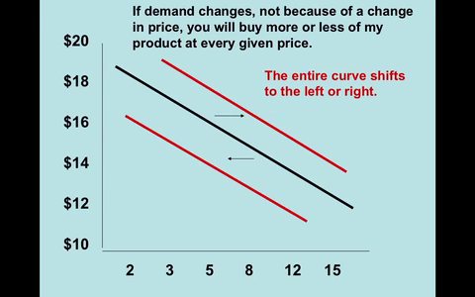Now, we signify this on our curve by shifting an entire curve out or in, either to the right or to the left. So again, we're not talking about a price change. Something else is causing a change in demand, so that at every single price point, if our curve shifts to the right, we will demand more.